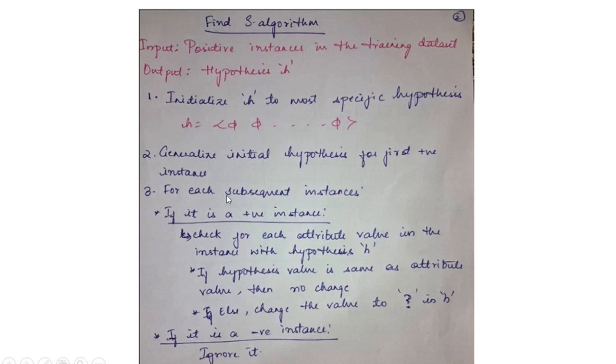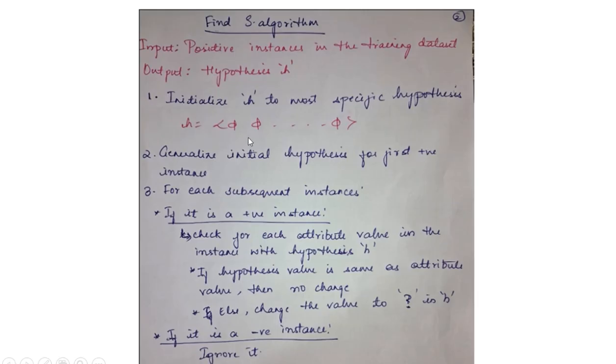So these are the steps of the algorithm. The first step is to initialize the hypothesis to the most specific hypothesis. The most specific hypothesis is where all the values are null values. All the attribute values will be initialized to null. The second step is we generalize this initial hypothesis now for the first positive instance. Now in step 1, I have got the most specific hypothesis.